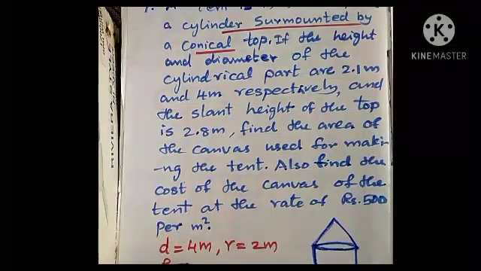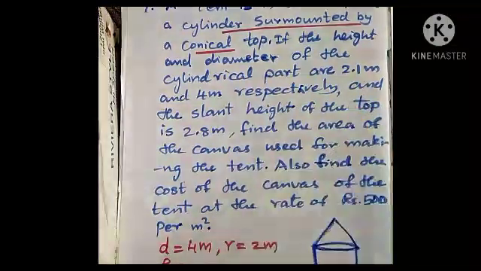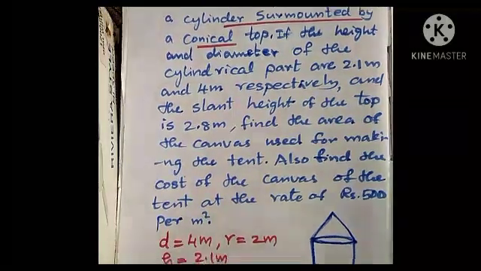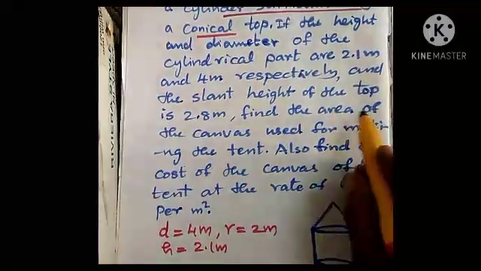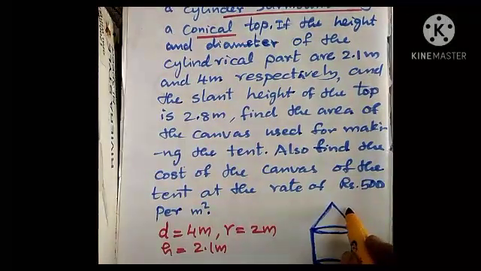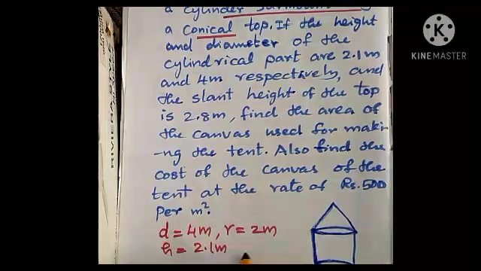Now the height of the cylinder, what is given? The height of the cylinder is 2.1 meters. And next, what is given? Slant height of the top, which means the top is a cone. So here you can see the slant height. So l is given.